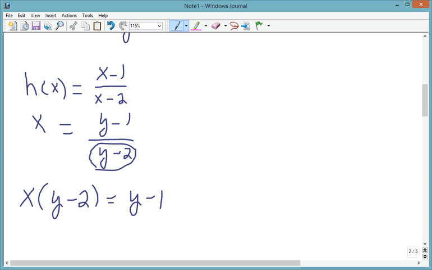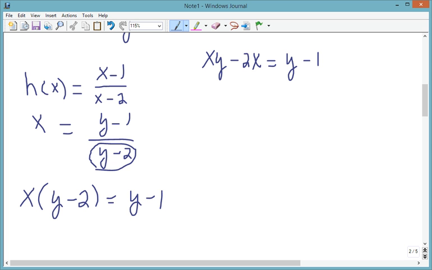And now, if I'm going to add y's together, I better have them in separate terms. They can't be inside this parenthesis. So let's distribute. So that would be xy minus 2x equals y minus 1.